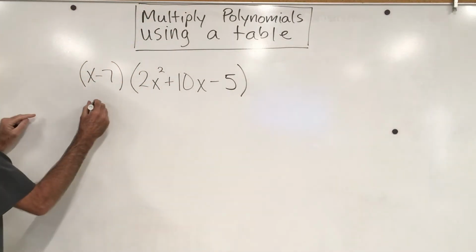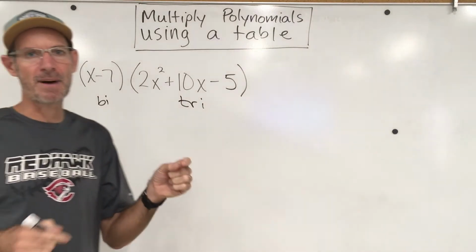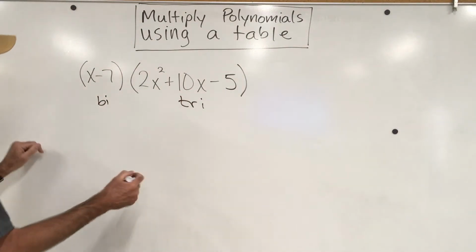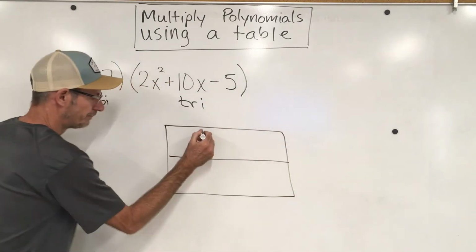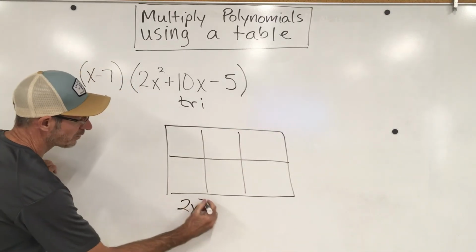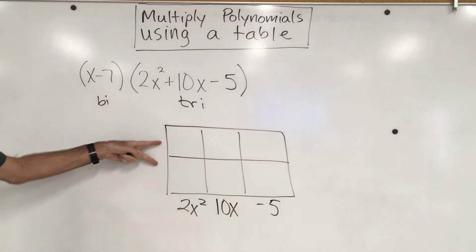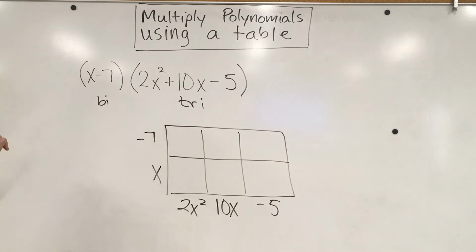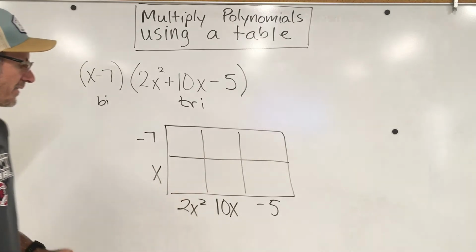So we have a binomial here, and we have a trinomial here. So to multiply a binomial and a trinomial, you need a 2 by 3 table. So I'm going to make my table 2 by 3. I have 3 columns for my trinomial, 2x squared plus 10x minus 5. And I have 2 rows for my binomial, so that's x minus 7. Now I need to fill in these 6 boxes with 6 monomials.